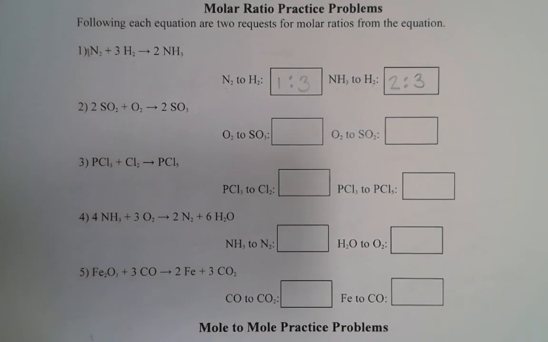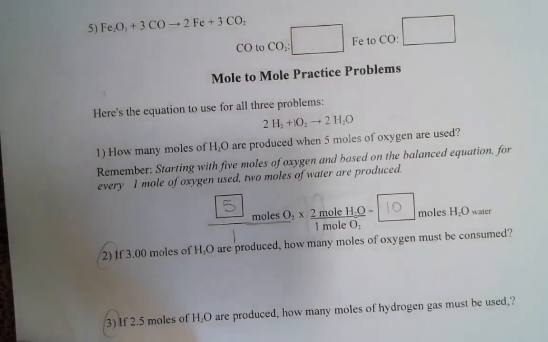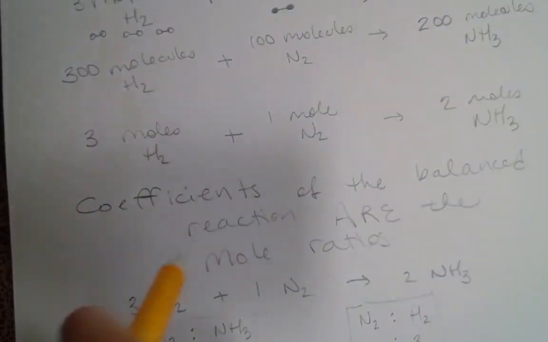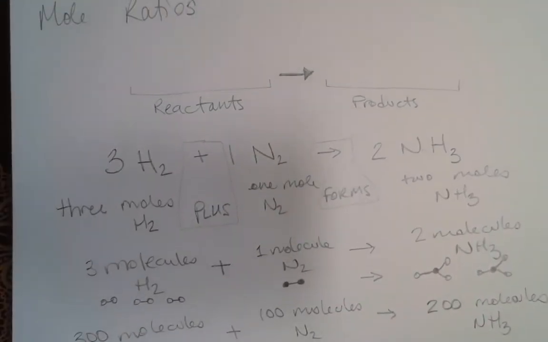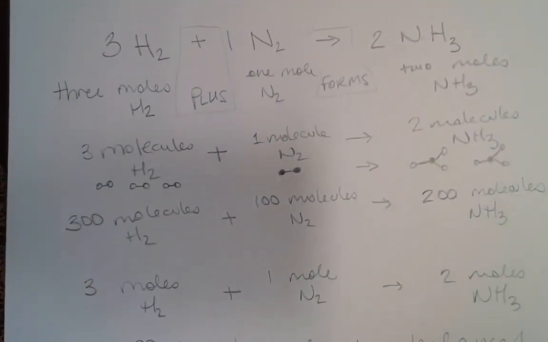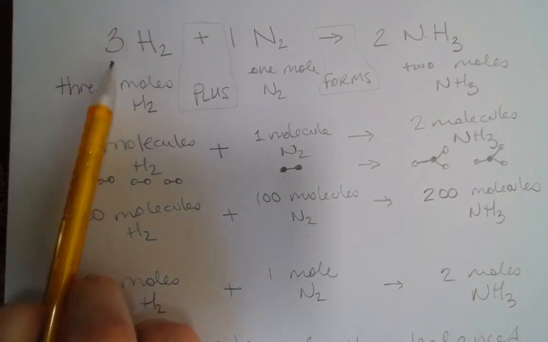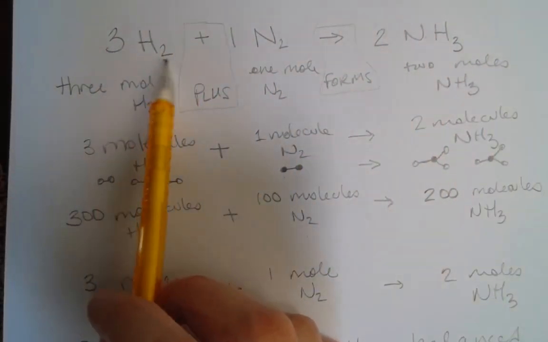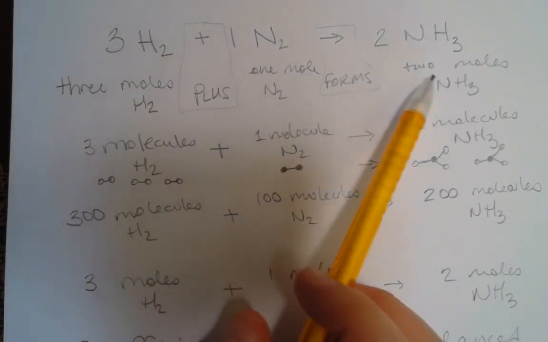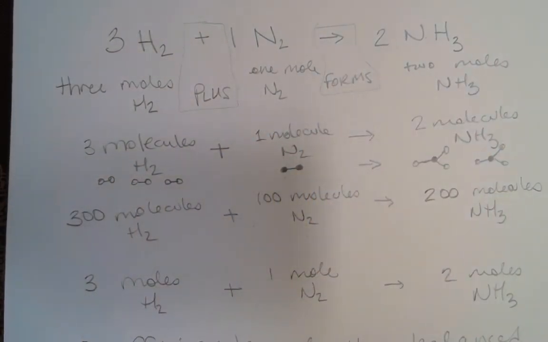You're just pulling the coefficients. Mole ratios are the coefficients. Coefficients are the mole ratios. Feel free to ponder this as long as you're kind of wrapping your brain around it, but it's just another way to kind of say the reaction. 3 moles of H2 plus 1 mole of N2 forms 2 moles of NH3. It's just a counting unit.